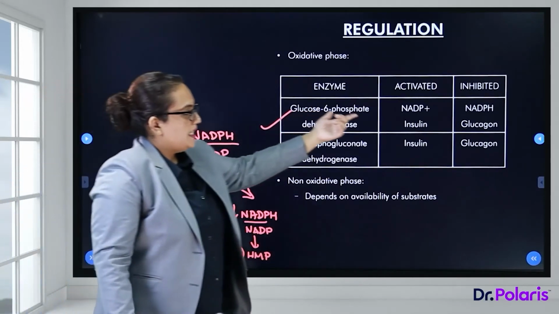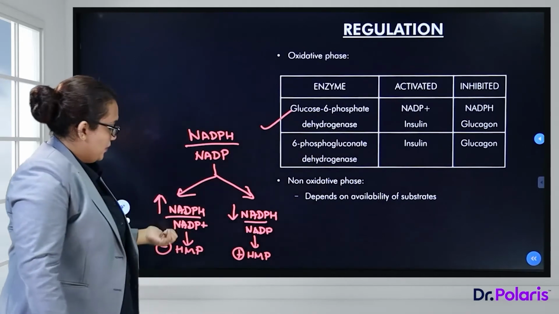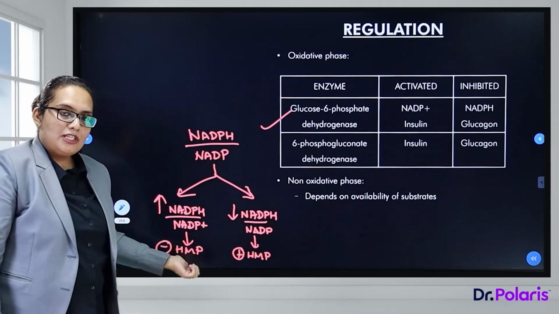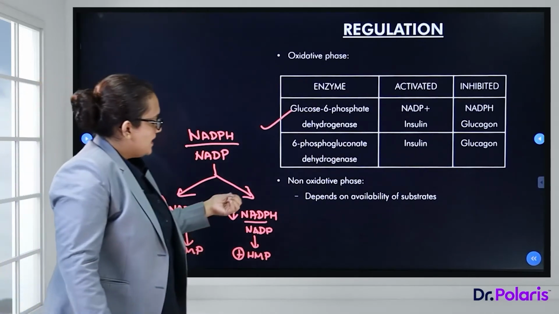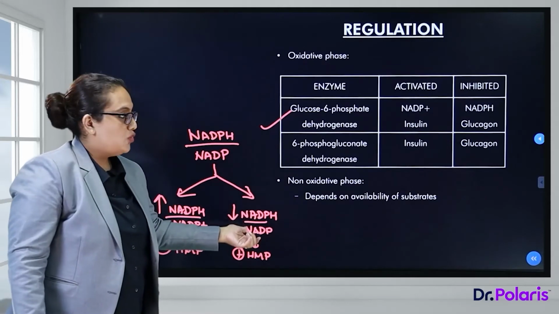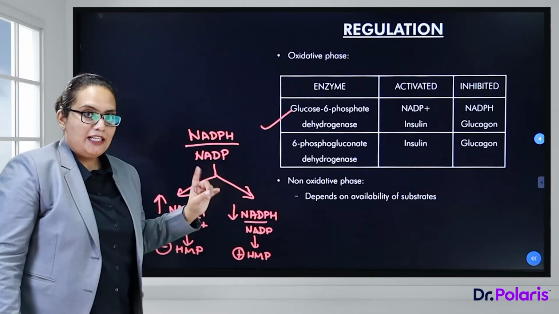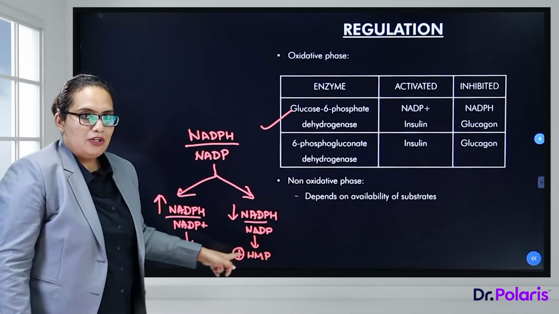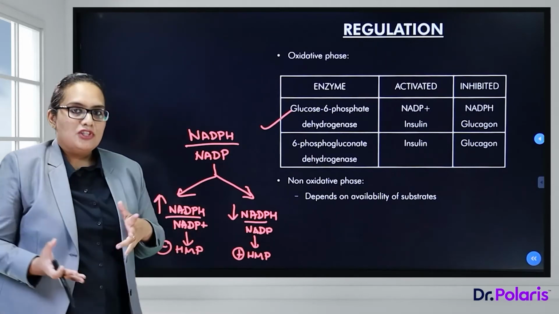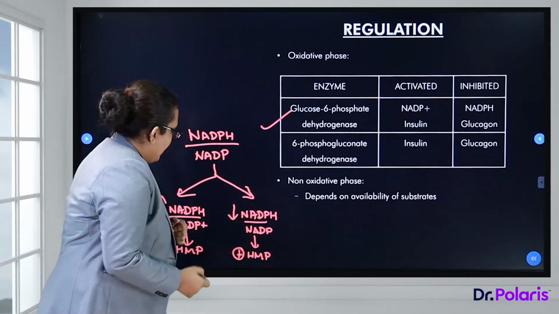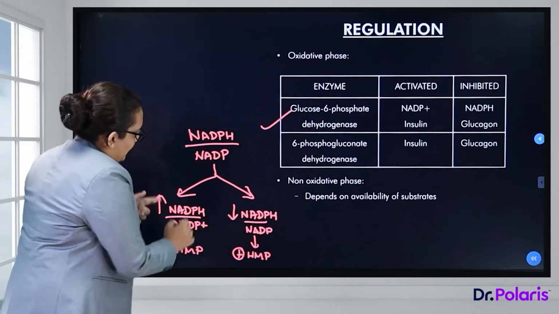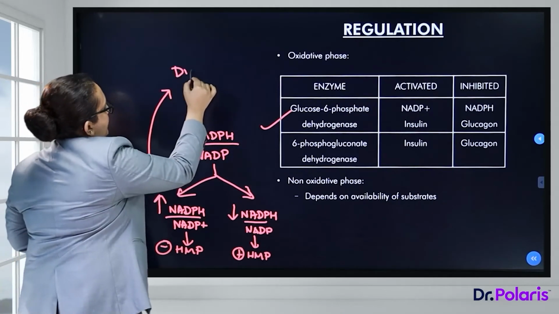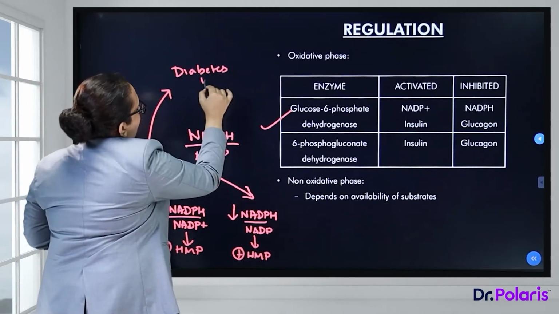So this is what I just mentioned in the table. NADPH will inhibit glucose 6-phosphate dehydrogenase because the ratio increases. Hence, there will be inhibition of the HMP pathway. The pathway won't occur. Whereas a decrease of the NADPH to NADP ratio, which is governed by an increase in NADP+, will activate glucose 6-phosphate dehydrogenase and allow the HMP pathway to occur. So when does this ratio fluctuate is the next question. Generally, there is an increase in the NADPH to NADP ratio usually in diabetes mellitus and starvation.